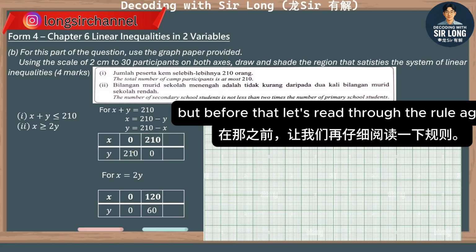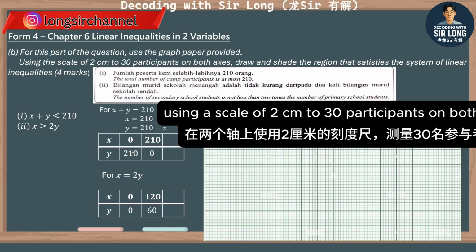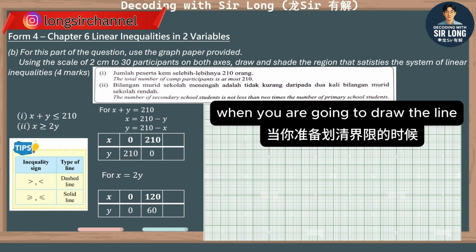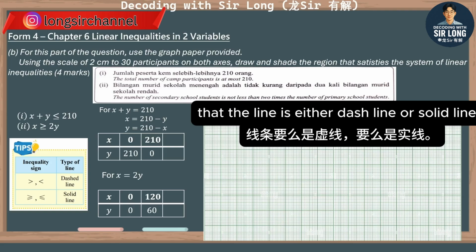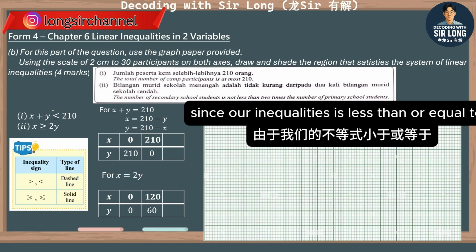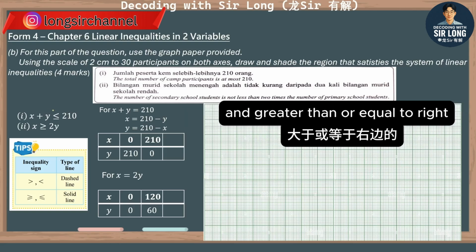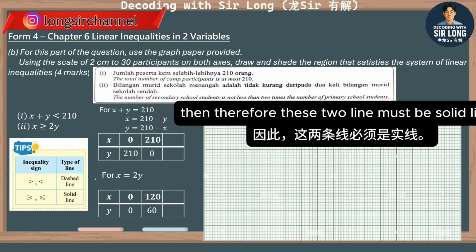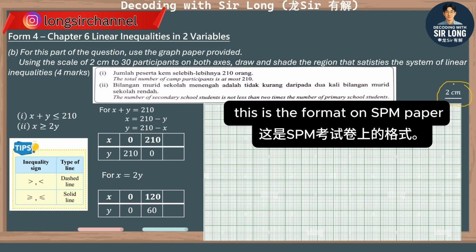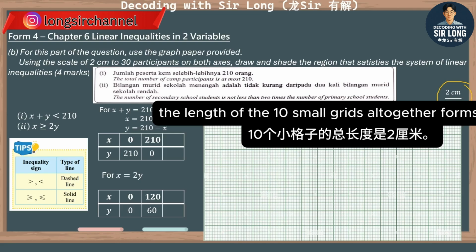But before that, let's read through the rule again. Using the scale of 2 cm to 30 participants on both axes. That means, look at here. Remember, when you are going to draw the line, make sure that the line is either a dashed line or a solid line. Since our inequalities are less than or equal to and greater than or equal to, therefore these two lines must be solid lines. Look at the right hand side here, as indicated. This is the format on the SPM paper. The length of the 10 small grids altogether form 2 cm.